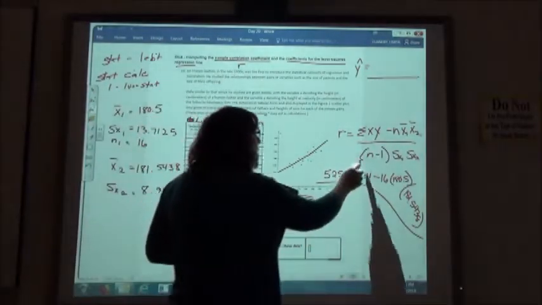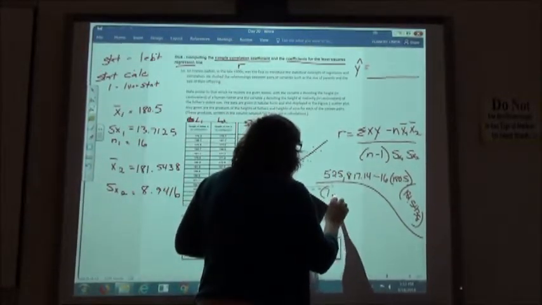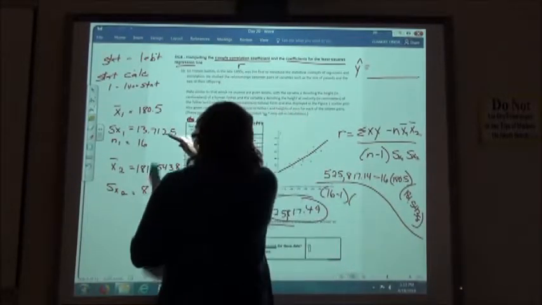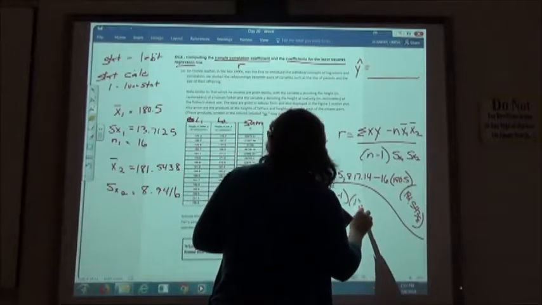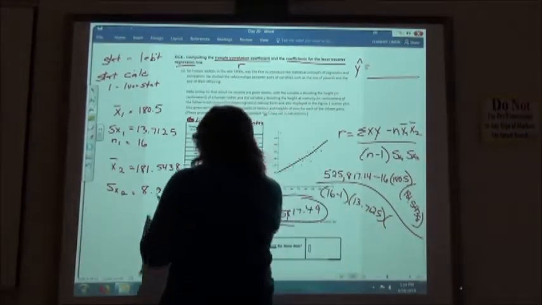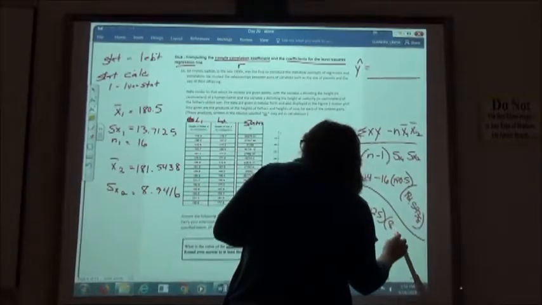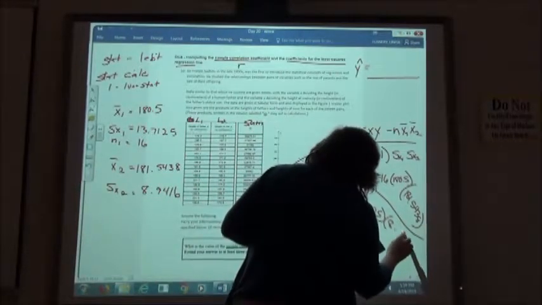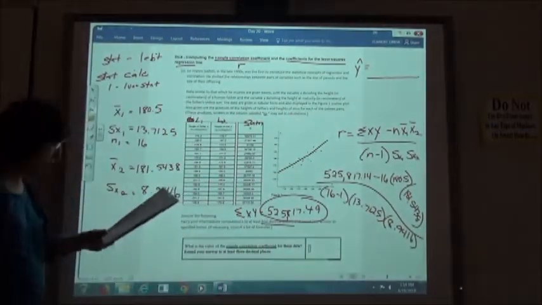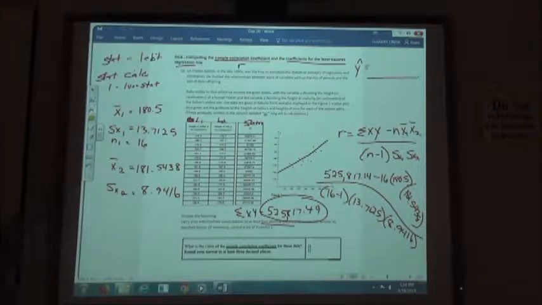Then I'm going to do n minus 1. So I'm going to do 16 minus 1 times the standard deviation of the first, which is the 13.7125, times the standard deviation of the second, which is the 8.9416. You can almost read all of that. I don't have any spots that are any whiter to write on.